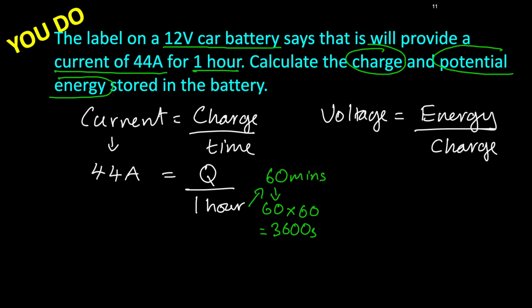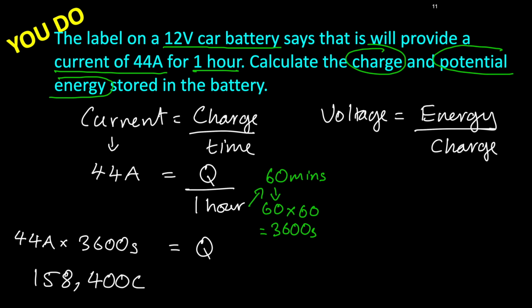I can now rearrange to find Q. Right now, I'm multiplying both sides by 3,600 seconds. Now all I need to do is put this into my calculator and I get an answer of 158,400 coulombs. And that's my value for charge. Now I'm going to look at the second part of this question. So I've found charge. Now I need to find energy. I know what voltage is, I know what charge is, so now I can find energy.